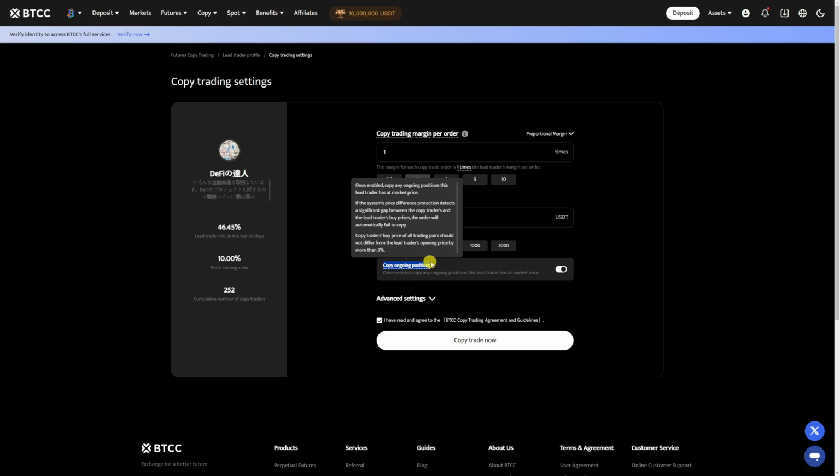Now we can decide if we want to copy ongoing positions, which means if the lead trader currently has positions open, we will immediately join the trade. No matter if the trade is already up 100% or maybe down 50%, we will immediately join this. I will leave this turned off, but you can add this too if you want to get into the positions immediately. I prefer not to.